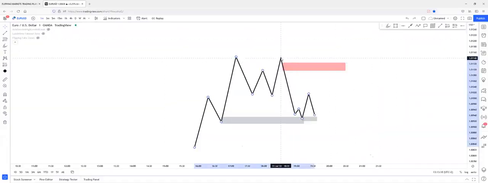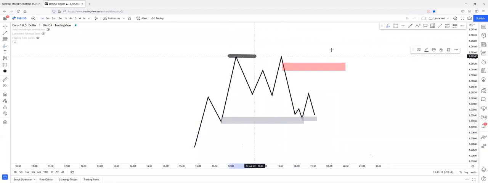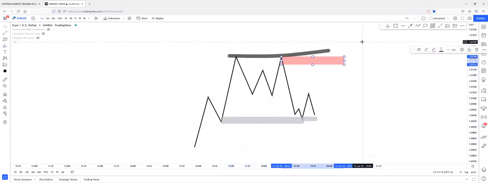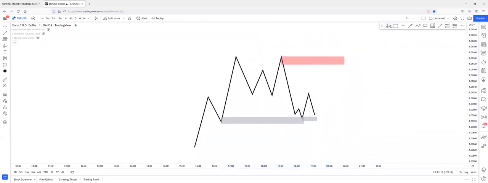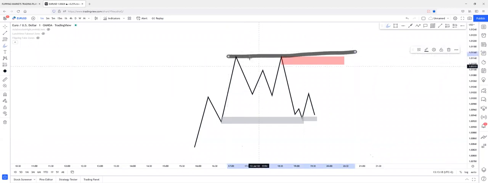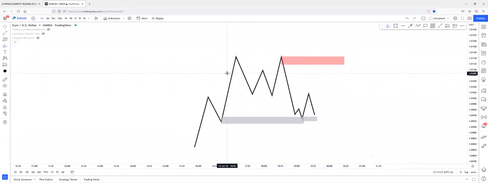For example, if price creates 50-minute double taps right here, just above the 50-minute supply zone, this will be a really, really strong liquidity to target, and you can actually target this zone or the liquidity right here. Or if price creates liquidity, for example, it creates a 1 minute structure down. So this is how the 1 minute structure will look like, right?